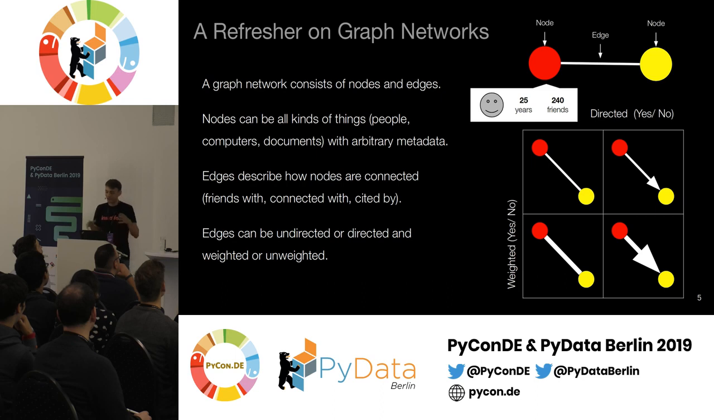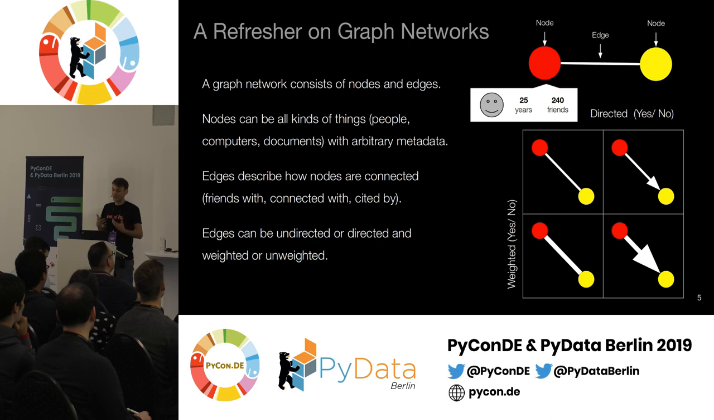Before we dive deep, just a little refresher on graph networks, so we're all on the same page. A graph obviously consists of nodes, and edges usually connect a pair of nodes. Nodes can be all kinds of things. They can be people, computers, documents, anything really, and they can have what I call arbitrary metadata. So for example, in this case, you can see the node. It's a user on Facebook. He's 25 years old and he has 240 friends, and through this edge, he's connected to a different person.